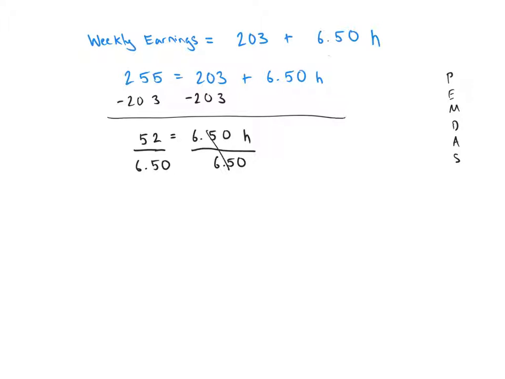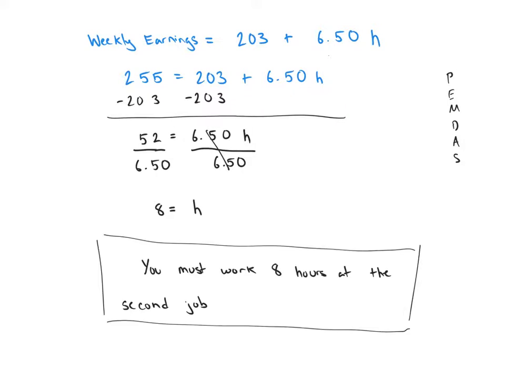And it turns out that 52 divided by 6.5 equals 8. And we know that 6.50 divided by 6.50 equals 1. So we're just left with 1 times H, or just H. And so here we are saying that we must work 8 hours at the second job. And so that's just a quick example of how to start with a word problem and convert that word problem into a linear equation where you can solve for the exact value of the variable.